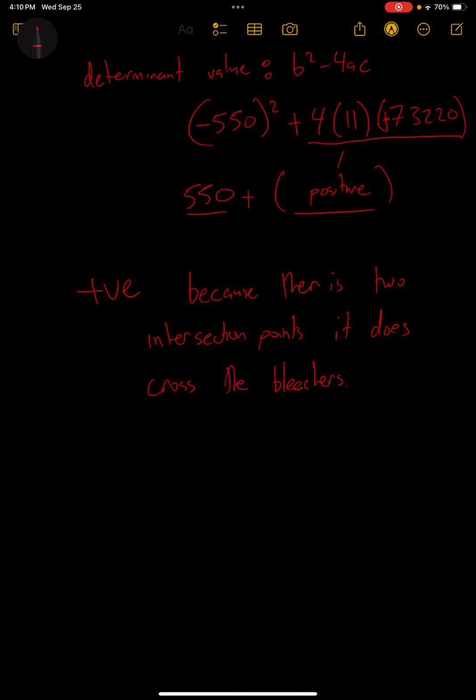So I didn't even have to solve it. I know for a fact that this is going to cross the bleachers because the discriminant will give me a positive value, which will give me two points of intersection, which means that it does cross into the bleachers.